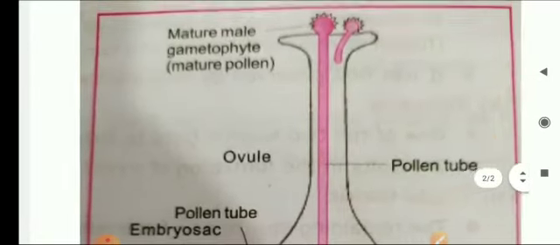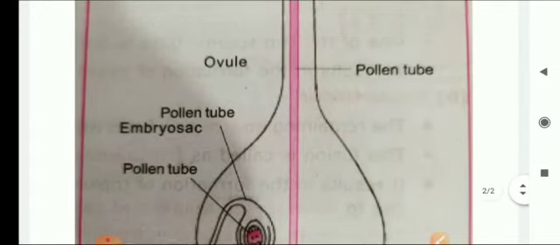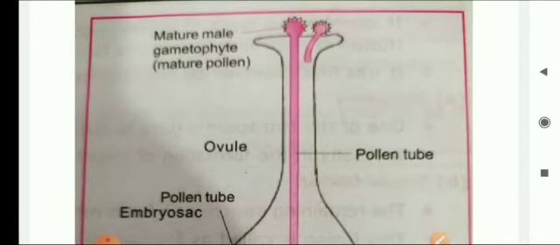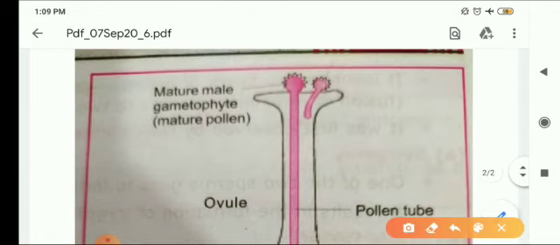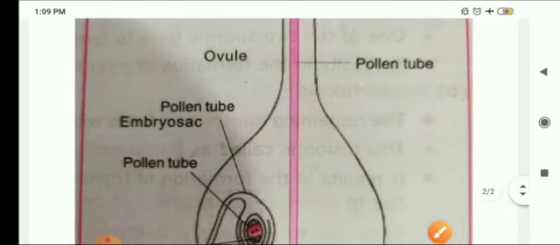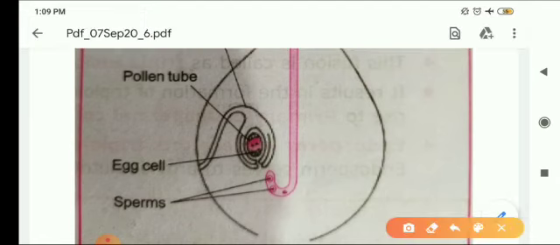Yes, this is the figure of this fertilization. Here the pollen tube germinates and enters into the embryo sac, and these are 2 sperms and this is 1 polar nucleus. One tube nucleus degenerates and 2 are released, and the fertilization process takes place.